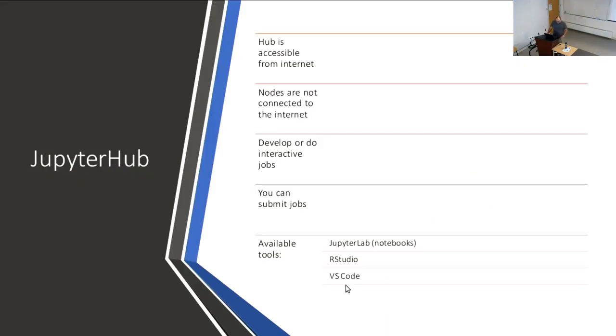So the Jupyter Hub, which is the thing I'm launching right now, it's accessible from the internet. The nodes, however, that you connect to are not connected to the internet. So basically, I won't be able to download data if I'm connected there, but I can do all the other things like developing, trying my software, writing and submitting my jobs. And I also have access to different things that you may already know and want to use, like Jupyter Lab notebooks, RStudio, and VS Code.